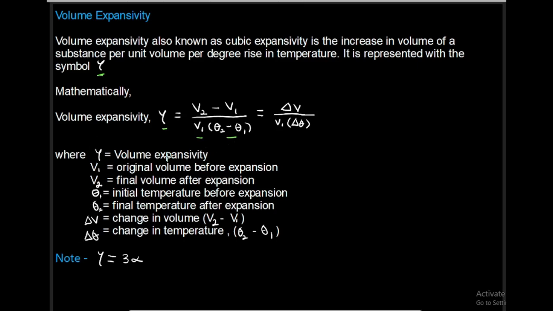Gamma is volume expansivity, original volume before expansion, final volume after expansion, initial temperature, final temperature, change in volume, change in temperature. Now also take note that volume expansivity is 3 times linear expansivity, just like we have area expansivity to be equal to 2 times linear expansivity. We have that volume expansivity is equal to 3 times linear expansivity.